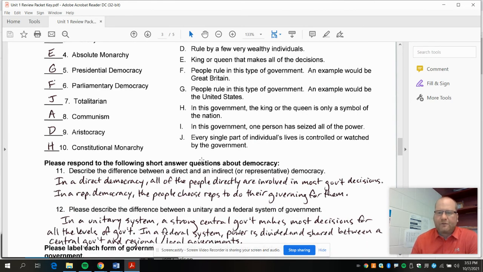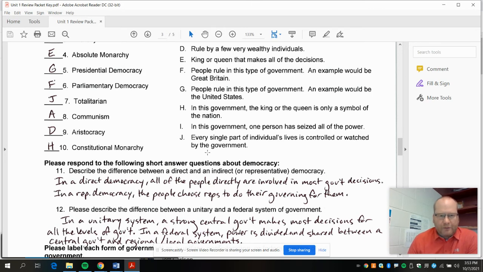Okay, 11 and 12 asked you for some short responses. Describe in number 11 the difference between a direct and an indirect or representative democracy. In a direct democracy, all the people directly are involved in most government decisions, whereas in a representative democracy, the people choose representatives to do their governing for them.